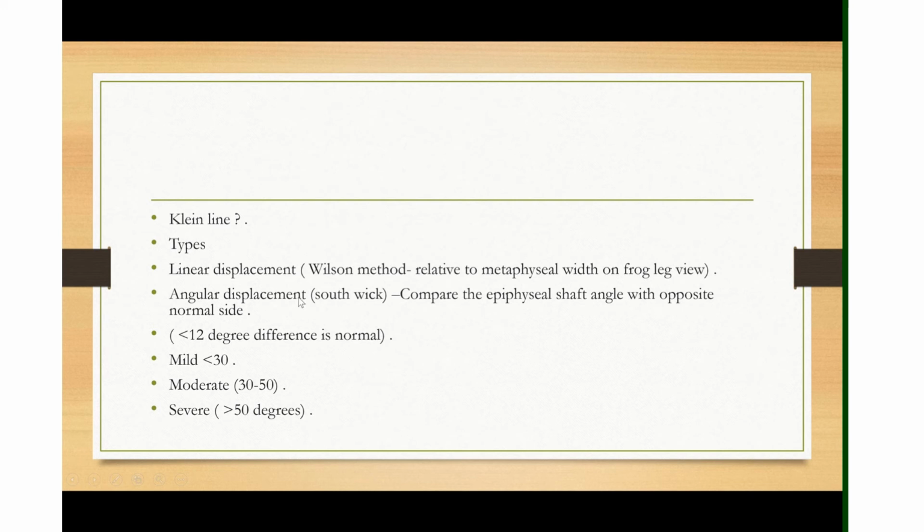Angular displacement is measured by the Southwick method, by which we measure the epiphyseal shaft angle and we compare it with that of the opposite normal side. And if there is less than 12 degrees difference, it is normal.